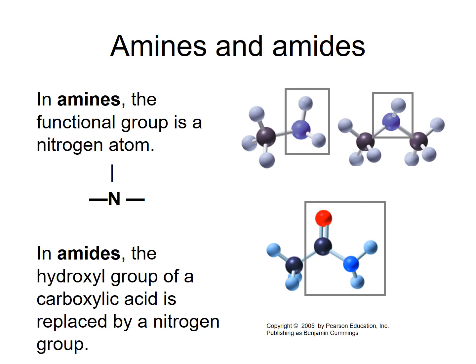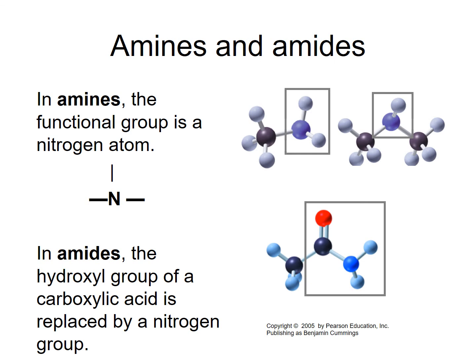Amines are a nitrogen with 3 branches coming off, and one of the things it bonds to is carbon. So it could possibly bond to 1 or to 2. And these are called amines.